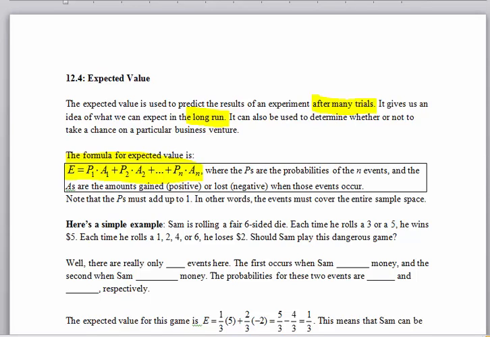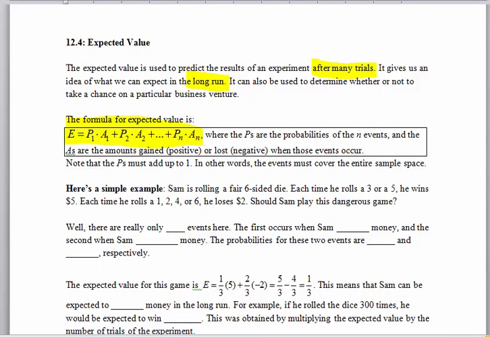Now, that looks complicated, but it's actually quite simple. It's just basically multiplying the probabilities of each event by the amounts, usually money, that are going to be gained or lost when those events occur. And an important thing to note is that the P's must add up to 1. When you take all the P's, P1 through Pn, and add them together, they have to add up to 1. In other words, that just means that the events you're dealing with have to cover the entire sample space, because the probability of the entire sample space adds up to 1.